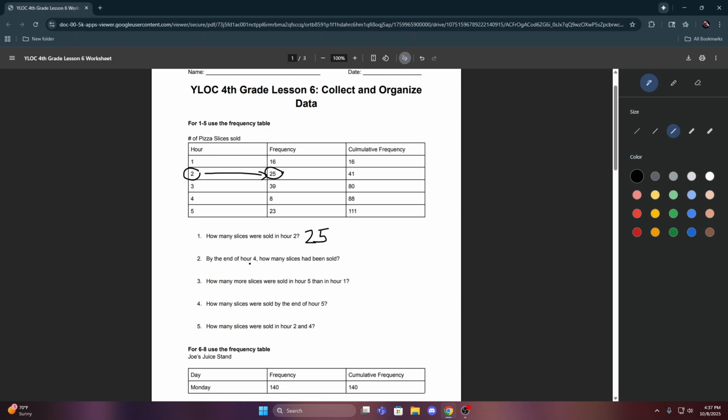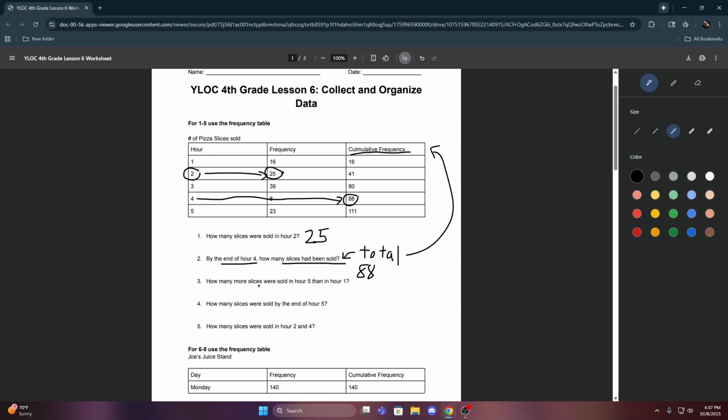Number 2, by the end of hour 4, how many slices had been sold? This is referring to the total amount of slices sold, and you would find that in the cumulative frequency. By the end of hour 4, you want to go all the way across until you find 88. And that is your answer.